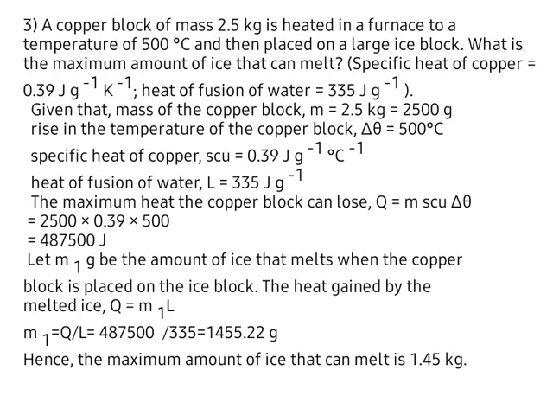4,87,500 joules. Let Mi gram be the amount of ice that melts when the copper block is placed on the ice block. Then the heat energy gained by the melted ice Q is equal to Mi L. So, Mi is equal to Q by L. By substituting the values, we get the maximum amount of ice that can melt is equal to 1455.22 gram. Converting into kilogram, it is equal to 1.45 kilogram.